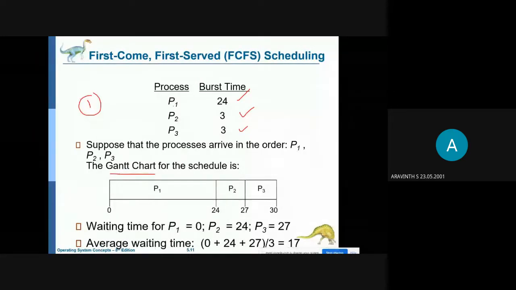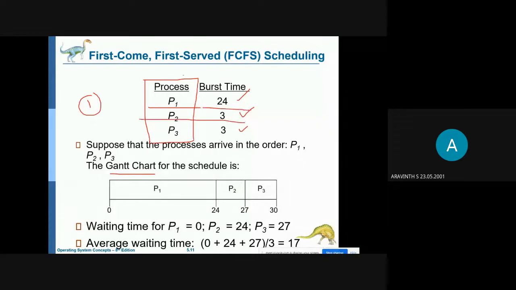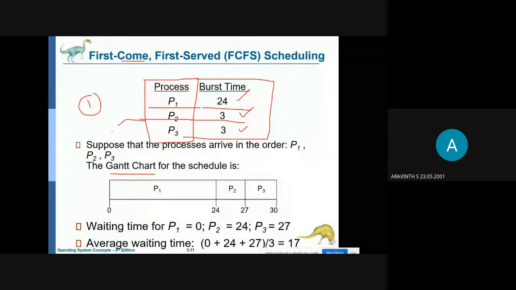Here this is the ready queue. The processes are waiting in the ready queue along with their burst times. The process which comes first is served first. P1 comes first, so immediately you need to allocate it to the CPU. P1 comes at the 0th second, so the CPU is utilized until 24 milliseconds.